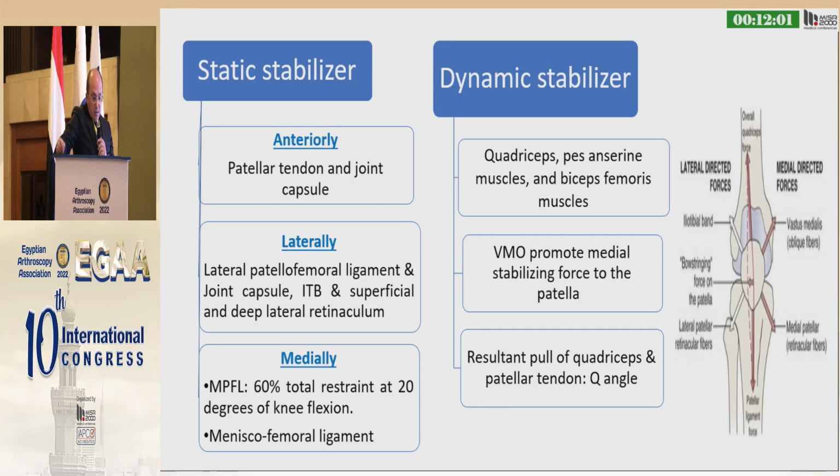The dynamic stabilizers consist of the quadriceps muscles, pes anserinus muscles, and biceps femoris muscle. Vastus medialis obliquus provides a medial stabilizing force to the patella, which opposes the resultant pull of the quadriceps and the patellar tendon, reducing the Q angle.